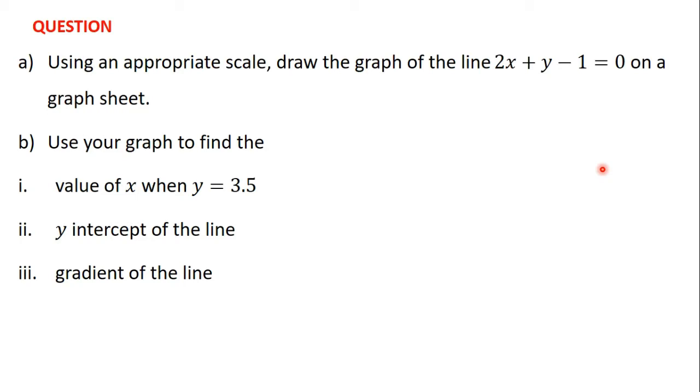Welcome back. In the previous video, we used the graph of the line 2x + y - 1 = 0 to find the value of x when y is equal to 3.5. In this video, we are going to use the graph to find the y-intercept of the line.